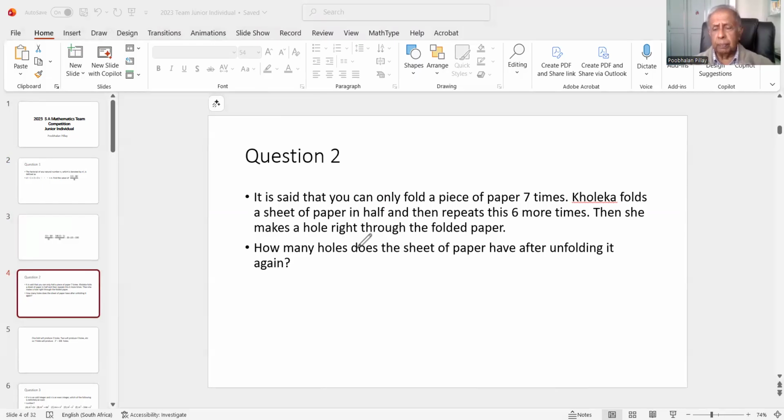It is said that you can only fold a piece of paper 7 times. Okay, so Kolekha folds a sheet of paper in half. Okay, one fold is a half, and then she makes a hole right through the paper. Okay, she folds the paper in half and repeats this 6 more times. Now, I just want to see when she makes a hole through the folded paper, in one fold, there are 2 holes.